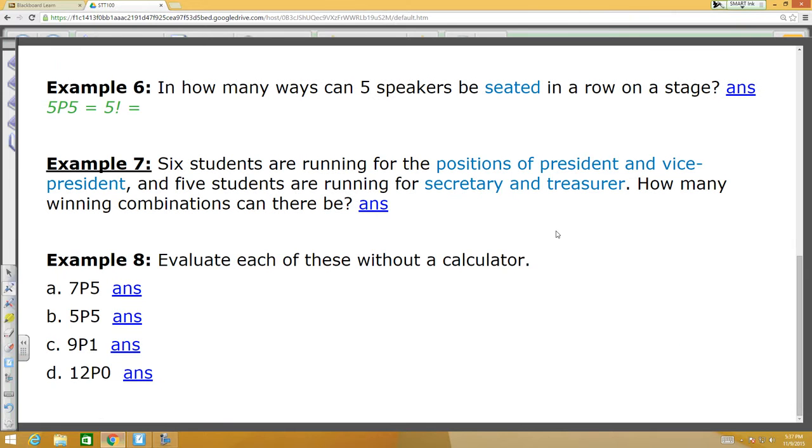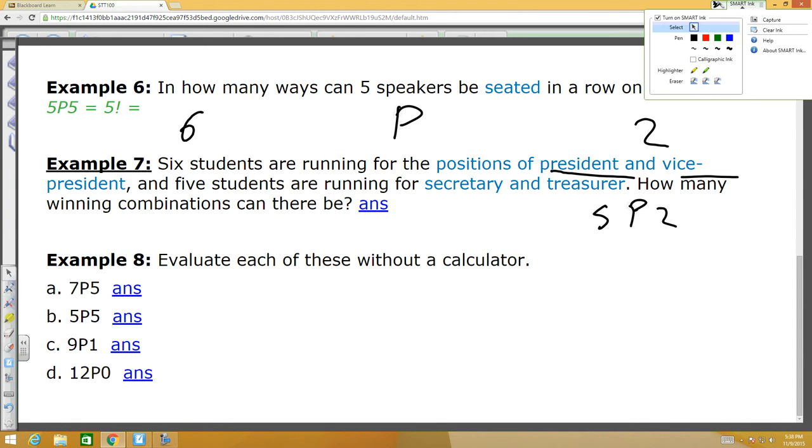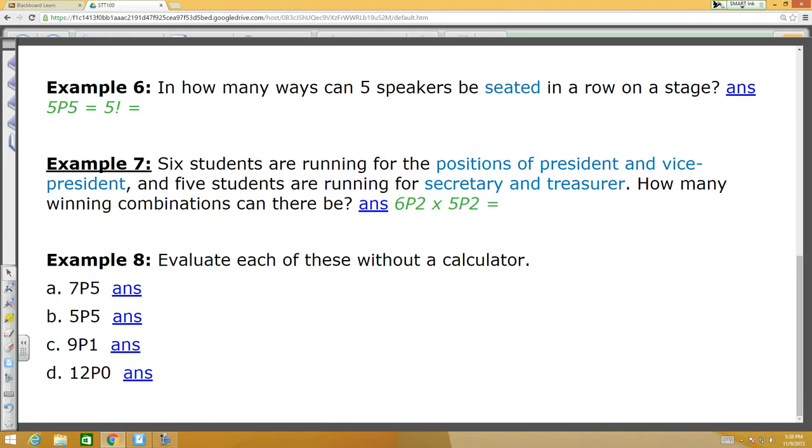Example 7. It's 6P2 and 5P2. You have 2 positions, this one and this one. And you have 6 people, so it will be 6P2. And the other one will be 5P2, because you have 2 positions for 5 people. And 5 people are trying to compete for these 2 positions. And then how do I connect these 2 together? Multiply them, because I have this and this. When I have "and", it means I should multiply. Okay?